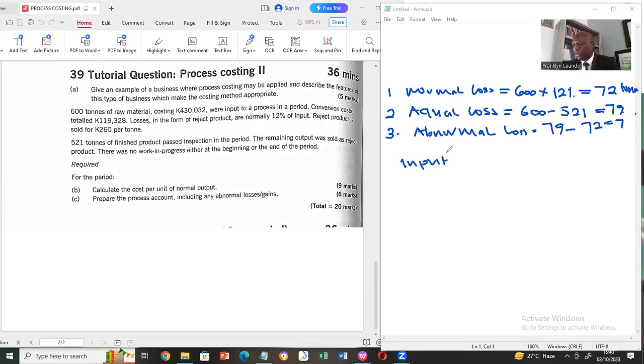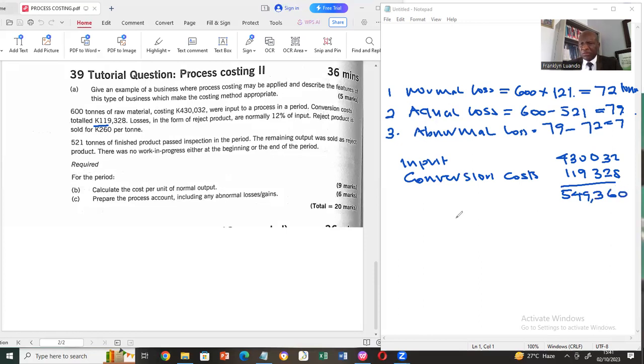So here we have input. The input cost was 430,032. Conversion cost, we are told this is the one, 119,328. Total 549,360. Then this is total cost.